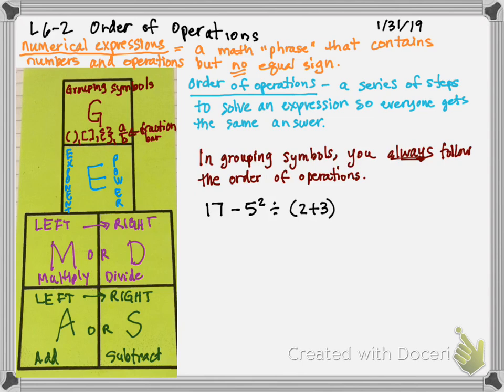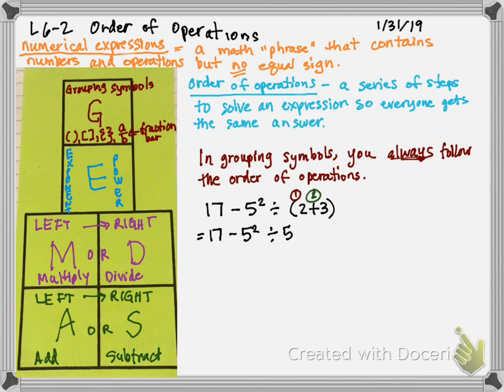So first thing I look for always, first and foremost, is any kind of grouping symbols. And I see some parentheses, so I'm going to be working there. But inside the parentheses, I do see an operation, which happens to be adding. So that's what I'm going to do. Okay, so inside. So this is technically one step, but not really. So what do I have? I end up with 17 minus 5 squared divided by, and then 2 plus 3 is 5.